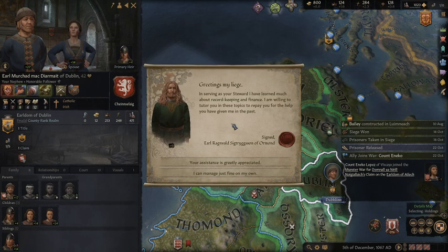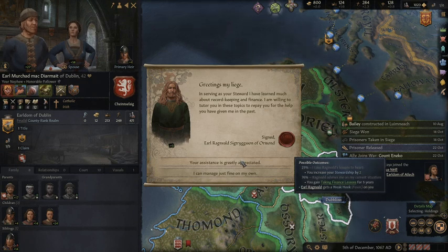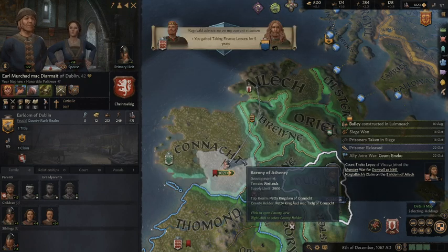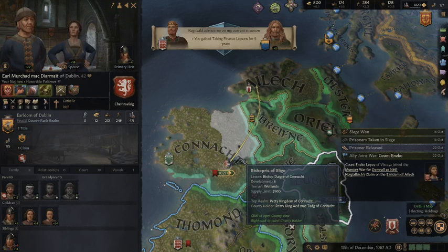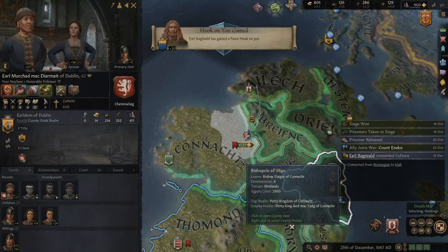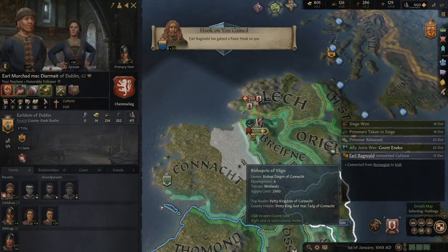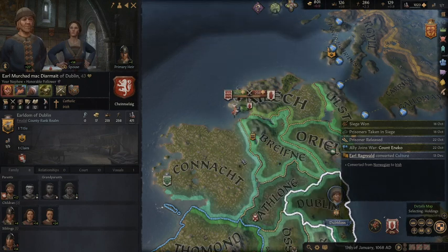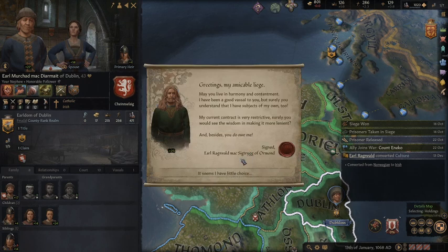Greetings, my liege. In serving as your steward, I have learned much about record keeping and finance. I'm willing to tutor you in these topics to repay you for the help you've given me in the past. Sure, as long as he doesn't somehow use that weak hook against me. Hey, that should be fine. That's auto saving. It's gonna stomp these guys.